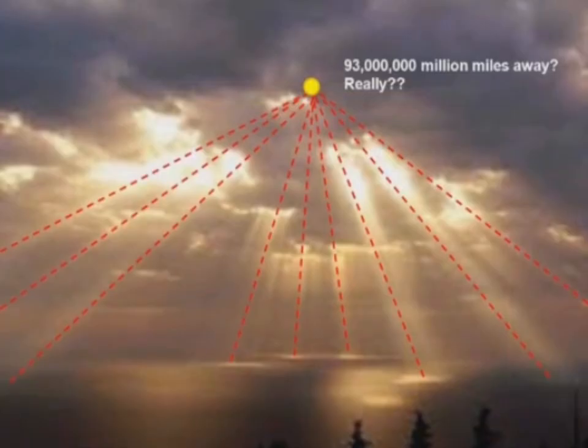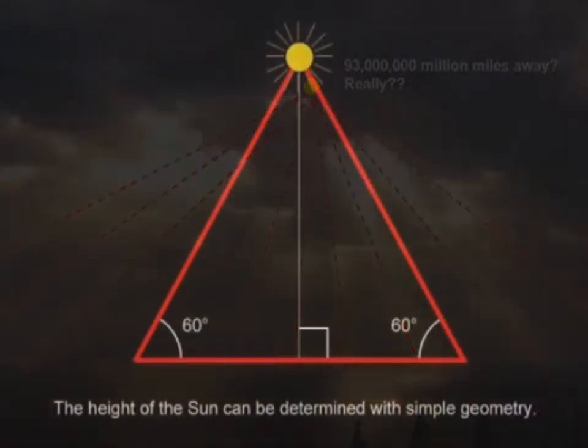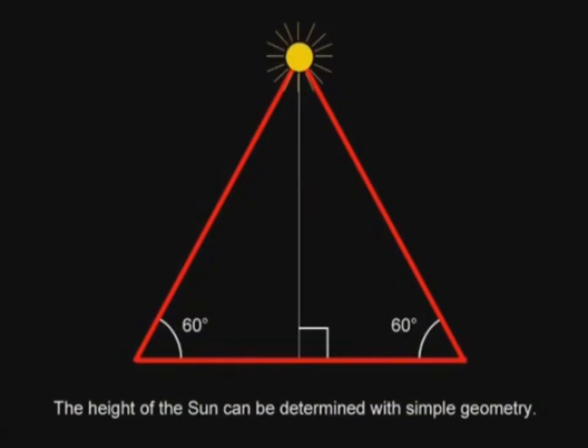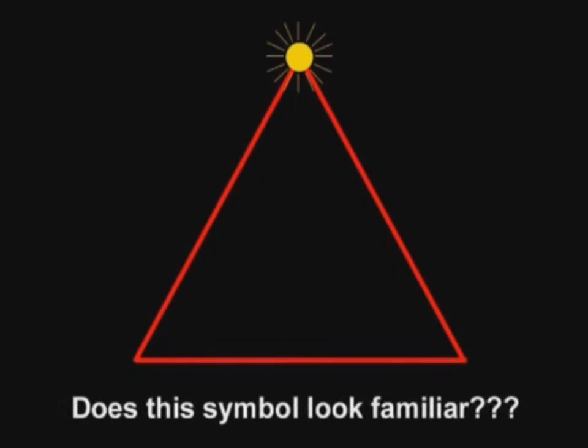So if you're able to measure the angle of these sun rays, you can basically, with a bit of simple geometry, figure out exactly how high the sun is. And that turns out to be about 3,100 miles. And if you were going to try and hide this information, that the sun is actually very close, perhaps you'd encode it in symbol. Does this look familiar?